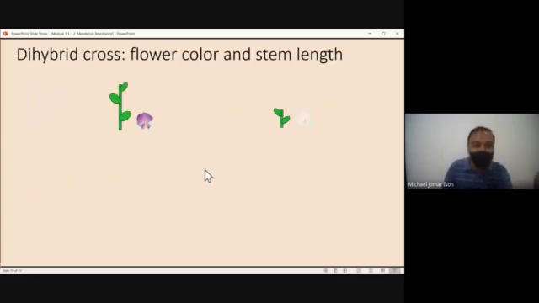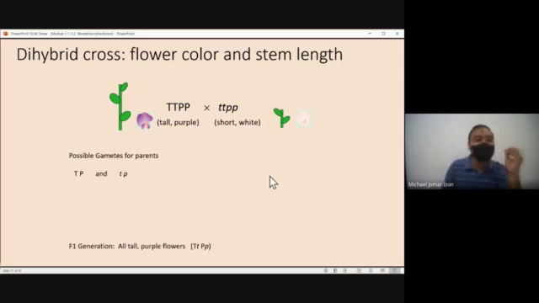So now, how do you actually do the process here? So we have here the long stem and the purple, the short stem and the purple. So we have this genotype as mentioned already. So let's get to it. How do we get that? Combine the gametes of the first parent with the gametes of the second parent.